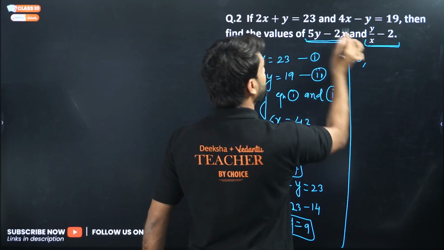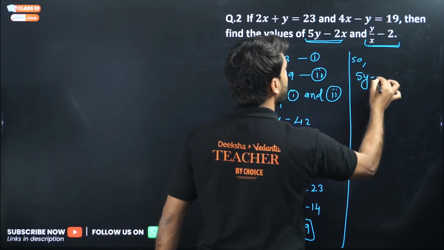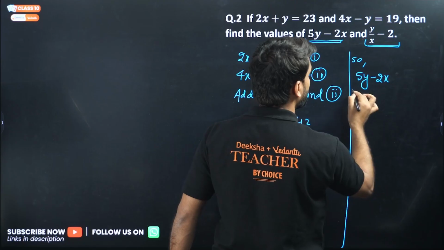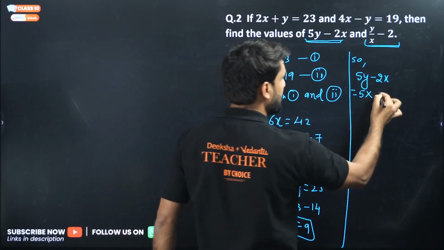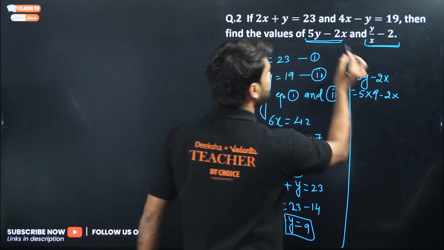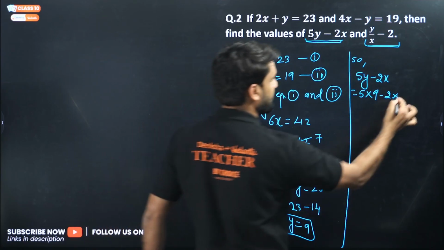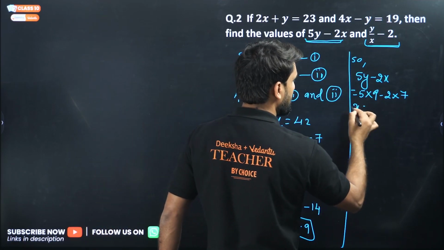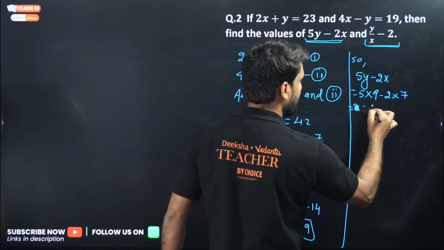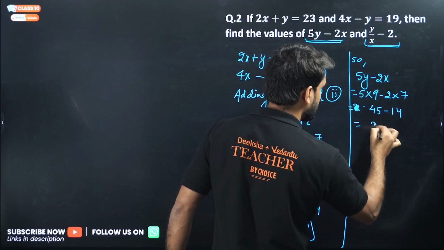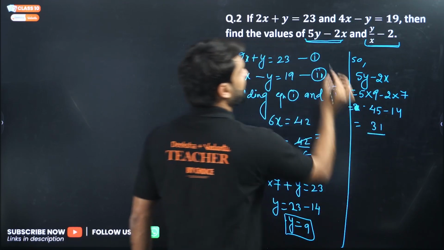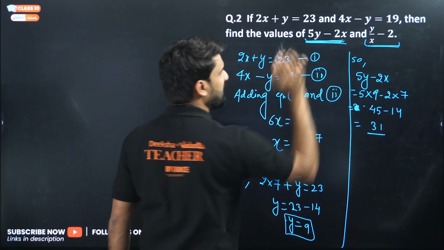So the value of 5y minus 2x will be 5 into what we have found, the value of y is 9, minus 2 into x, which is what, my dear lovely kids? 7. So this will be 5 nines are 45 minus 14, and this will be equal to 31. So the first answer is 31. The value of this expression is 31.